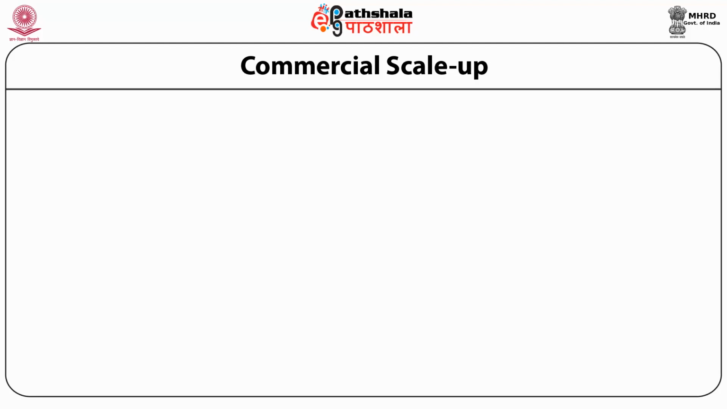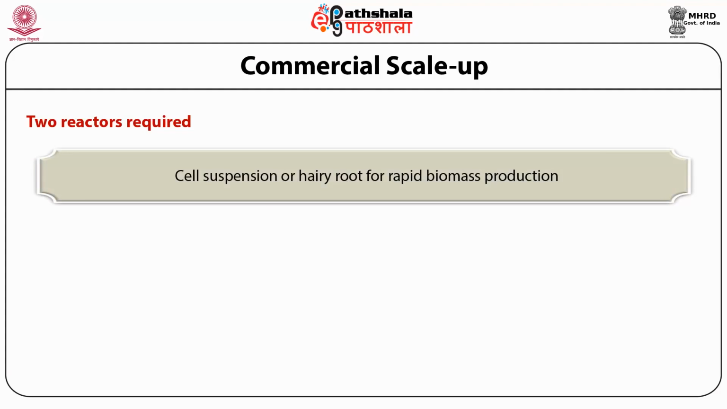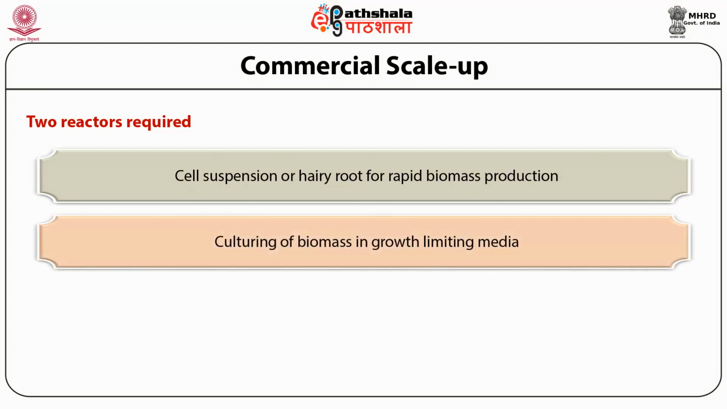Now for commercial scale up, this is just to summarize what we have discussed earlier. Since the process is biphasic, a biomass production stage and a secondary metabolite production stage, there can be two sets of bioreactors. In the first one, you can grow your cell suspension or hairy root cultures for large scale biomass production. The first bioreactor would be connected to the second bioreactor where the conditions would be made rate limiting. The stress level would be increased so that the cells or tissues being cultured inside that reactor are forced to produce secondary metabolites. In other words, the conditions would be more growth limiting so that the production of secondary metabolites can happen.